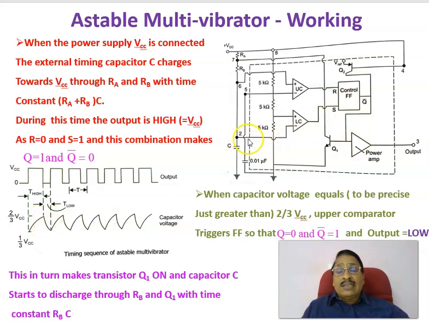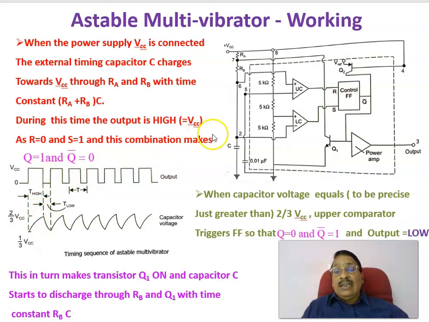And as this capacitor voltage goes less than 1 by 3 VCC, this point again goes high, or the set pin goes high. As the set pin goes high, Q bar will become low or Q will become high. When Q bar is low, the output is again changing to 1. At the same time, Q bar being low means the transistor is getting turned off and the output is high. That is what is happening at this point. Once the voltage crosses 1 by 3 VCC, again the output is changing to high.